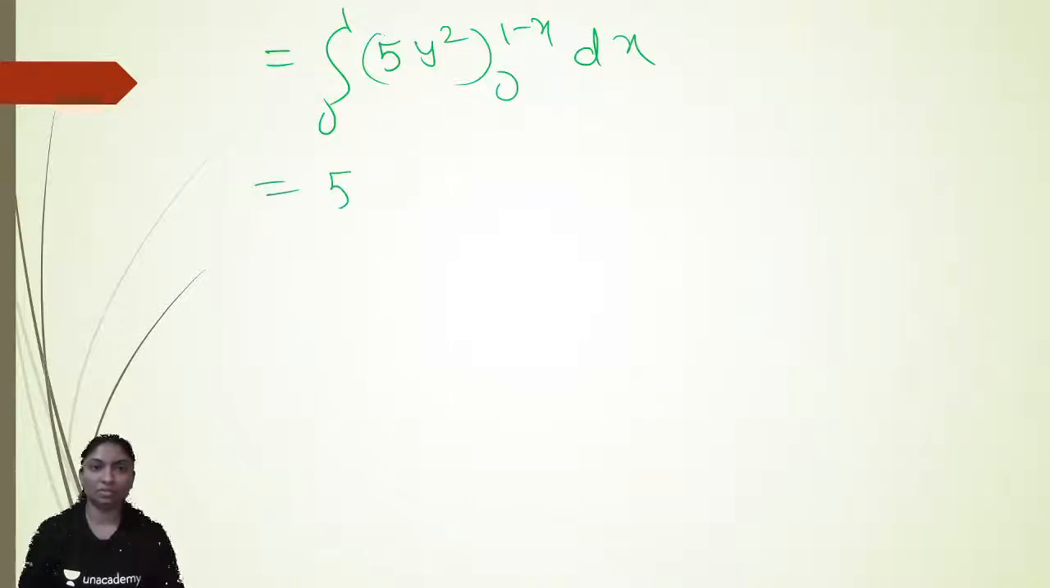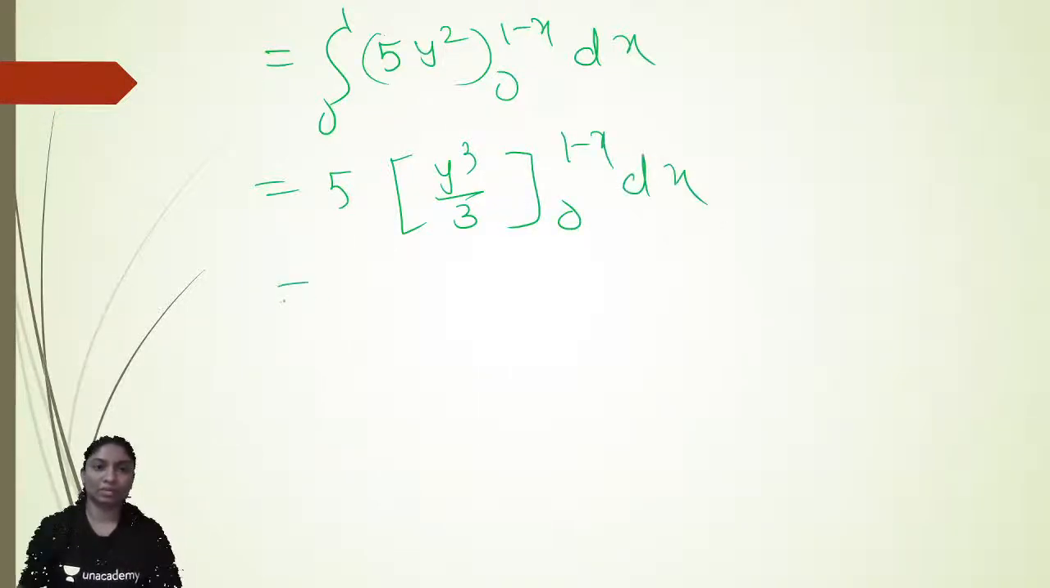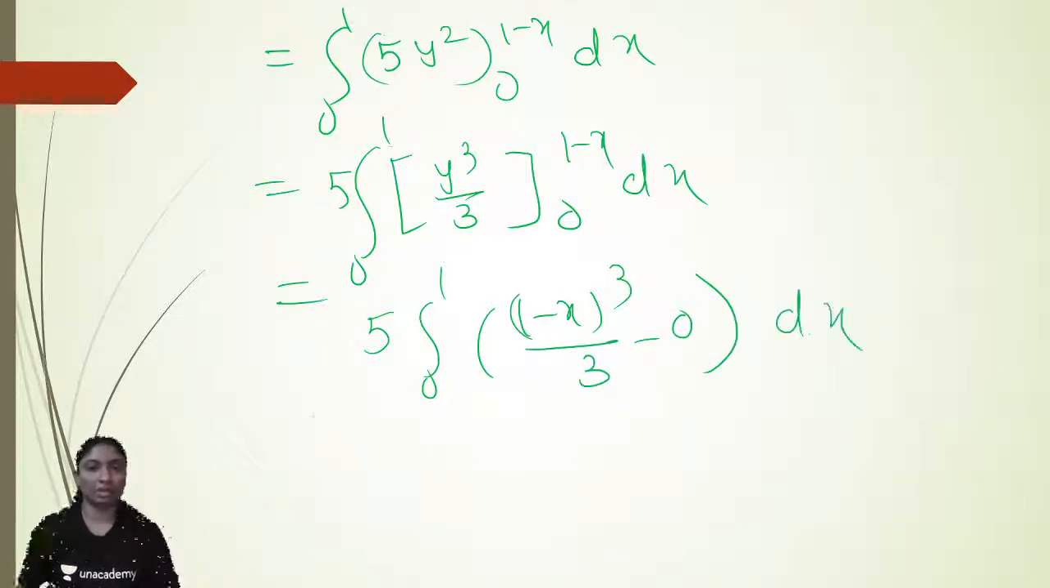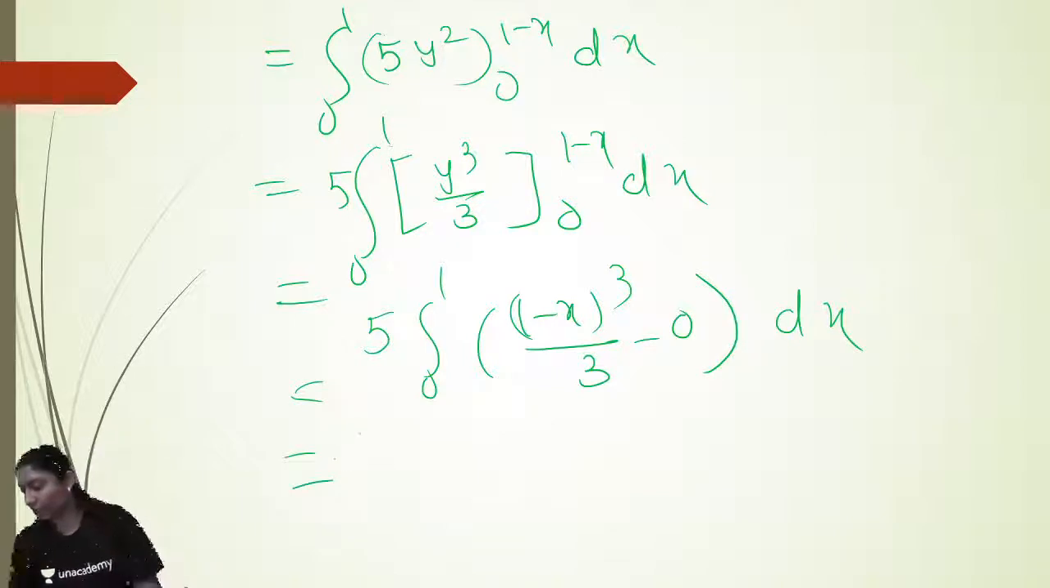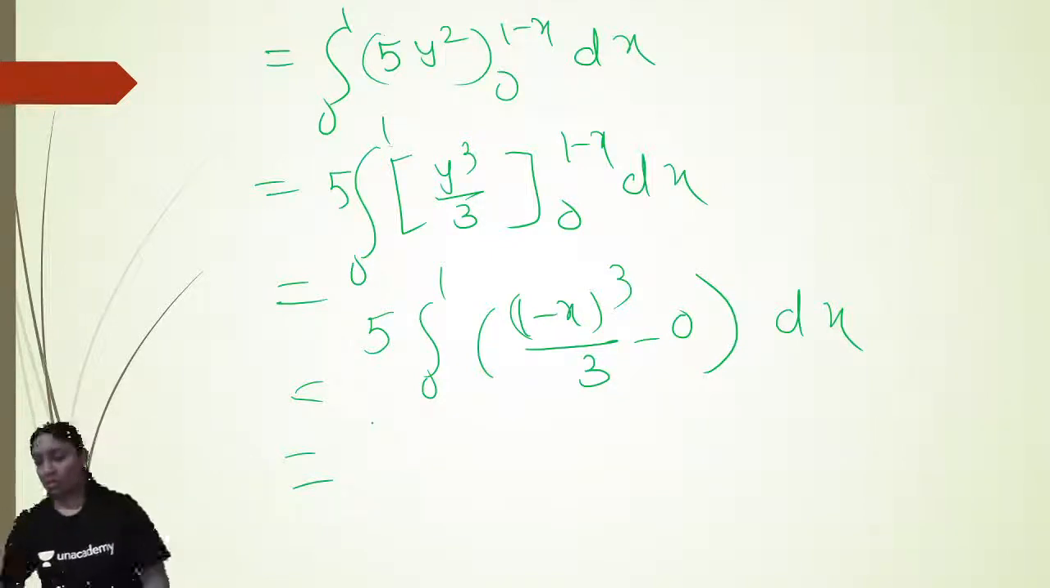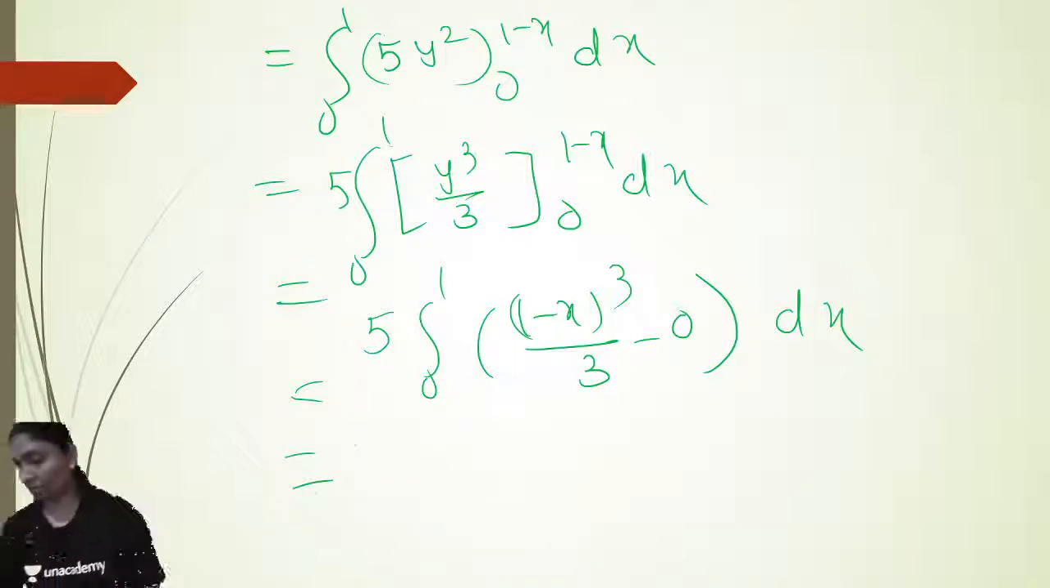So 5 into y cube by 3 from 0 to 1 minus x dx. Integral from 0 to 1, 1 minus x cube by 3 minus 0 dx. So it is integral from 5 into, by 3 from, again 1 minus x square.